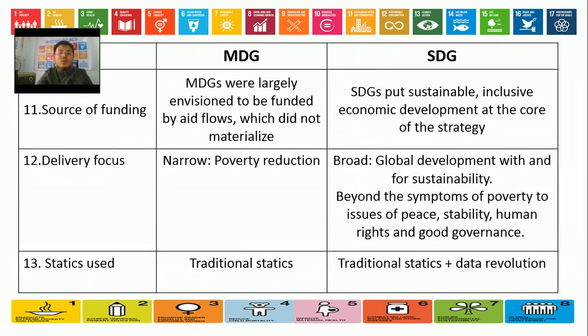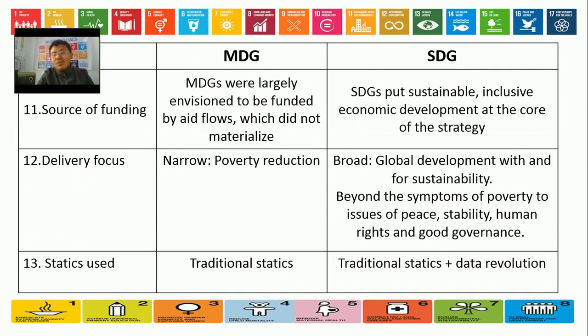Let's know about another difference, which is the funding. MDG were largely envisioned to be funded by aid flow, while the SDGs put sustainable inclusive economic development at the core of the strategy. That means in the Sustainable Development Goal, the country itself will generate the resources, while the MDG were made for the developing countries, so that the developed countries would fund for them.